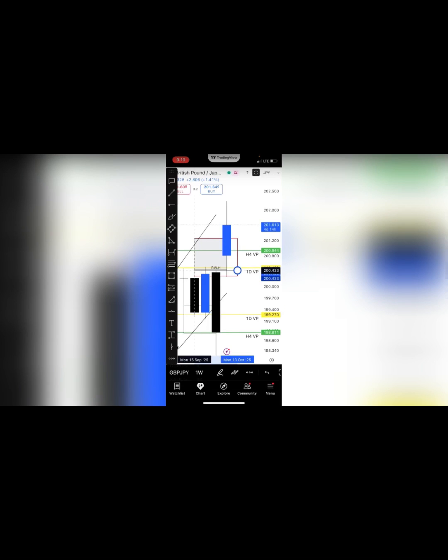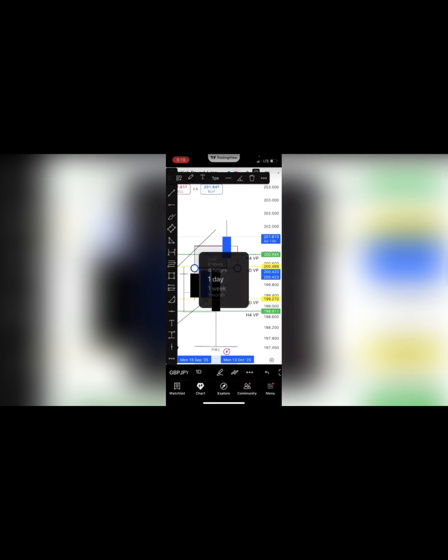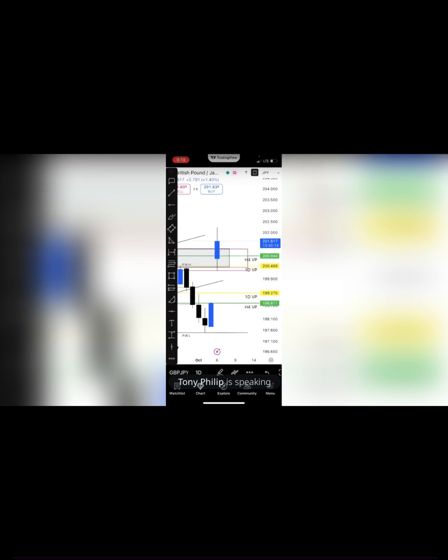So this is last week's high. Mark last week's high. Good. So if the market breaks the previous week high, what happens? We go higher, right? So now let us mark out the demand zone, JPY.